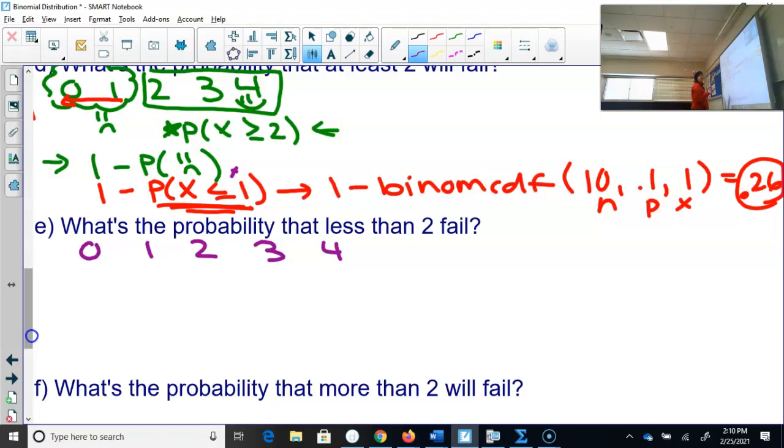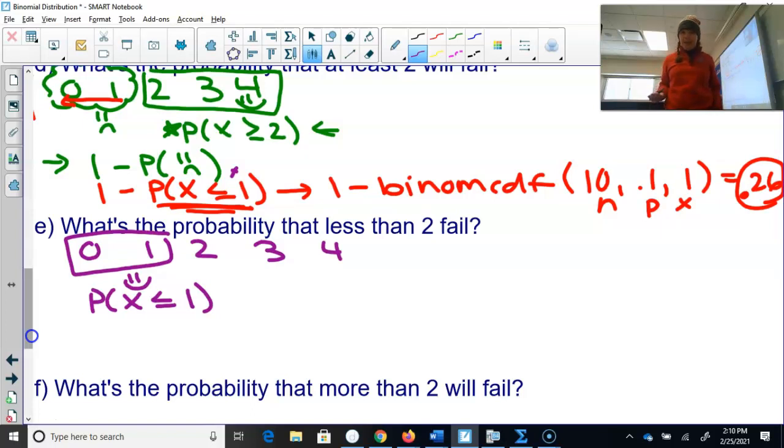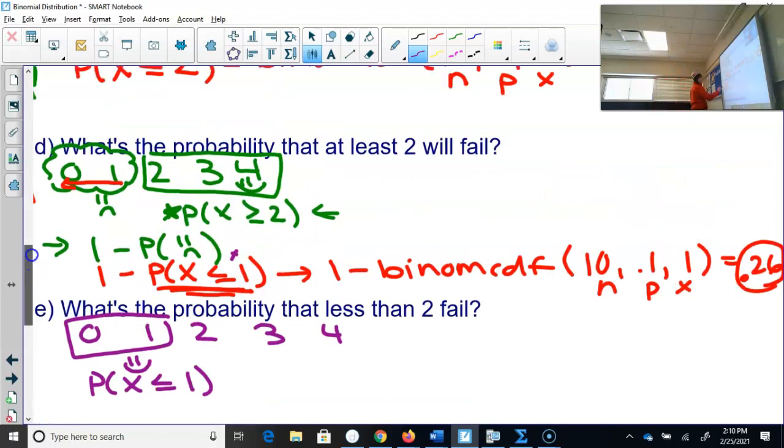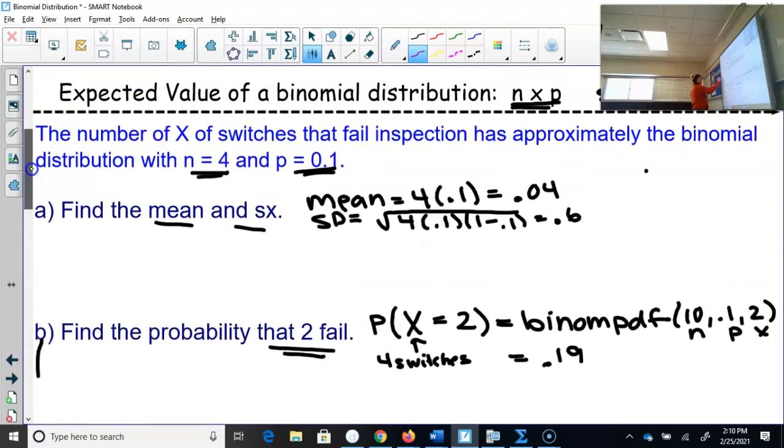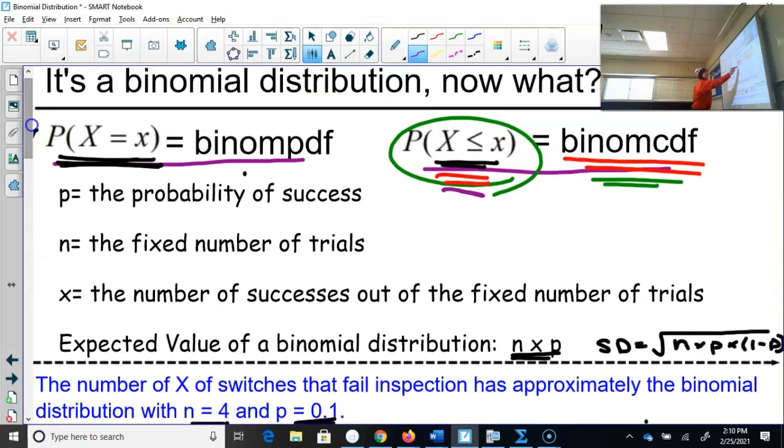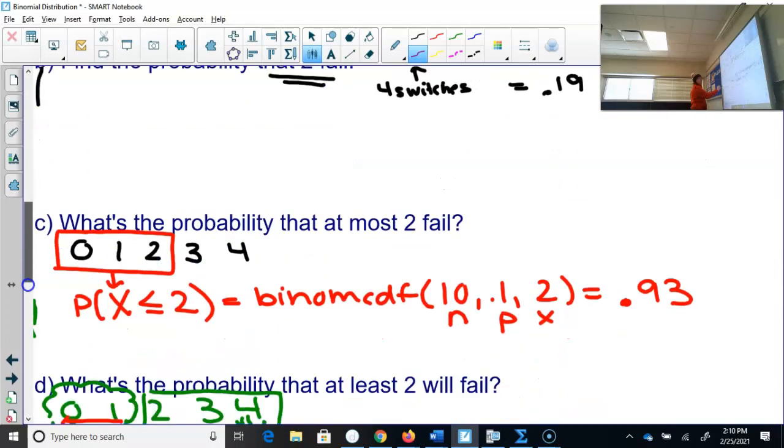What's the probability that less than 2 fail? So what I want is right here, less than 2. I can write that as a probability statement as the probability that x is less than or equal to 1. We are in luck now because it's a less than. We do not have to use the complement rule, the 1 minus the probability of what I don't want. We can go ahead and compute here. This matches up perfectly with what we can use our calculator for. Right up here, okay? We're gonna use a binomial CDF.